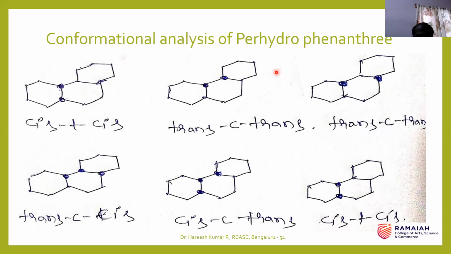Okay, so in our last class we were discussing the conformational analysis of perhydrophenanthrene. So here, if there are two dots like this, it indicates cis. Similarly, if there are no dots, it also indicates cis. If there is one dot, it indicates trans. And here there is no dot, but here there is a dot, so it should be a transoid.